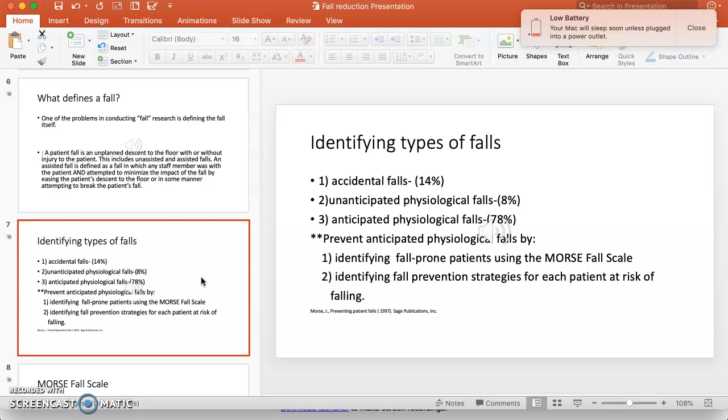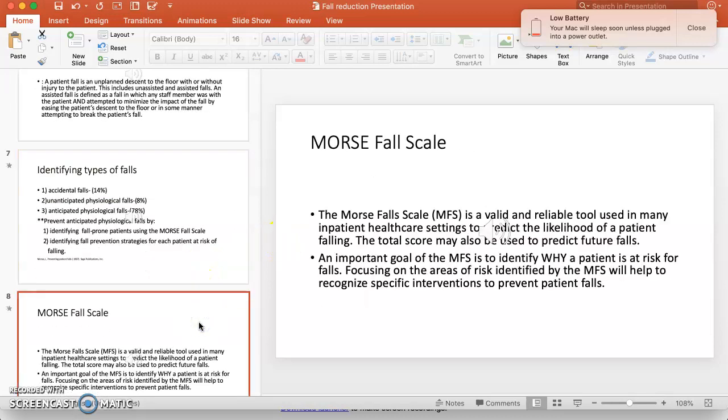The Morse fall scale helps us identify fall prone patients. And once we identify the fall prone patient, then we can set up fall prevention strategies for the patient. The Morse fall scale has 6 variables to it, and Janice Morse does highly suggest that when you do the Morse fall scale on your patient, you are in the room with the patient and assessing them, because 2 variables do really require a patient assessment.